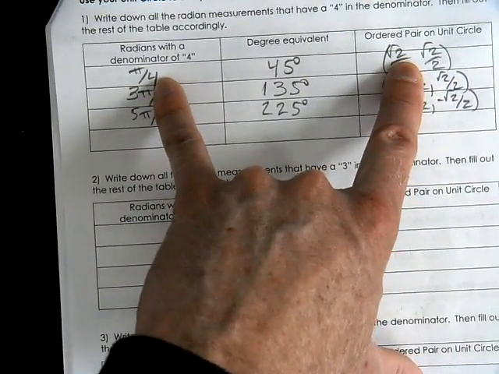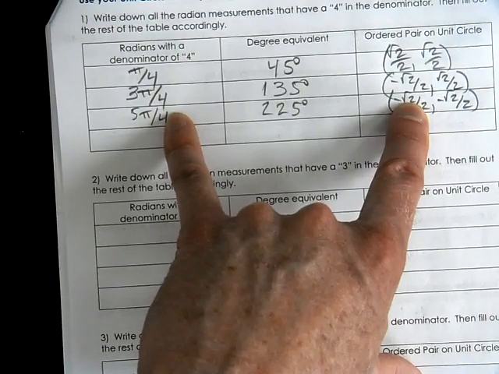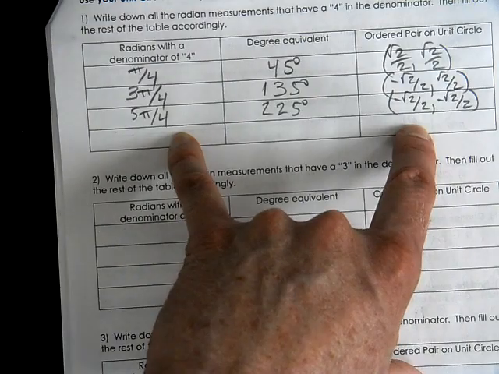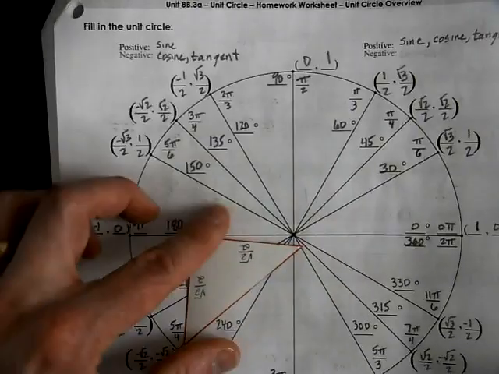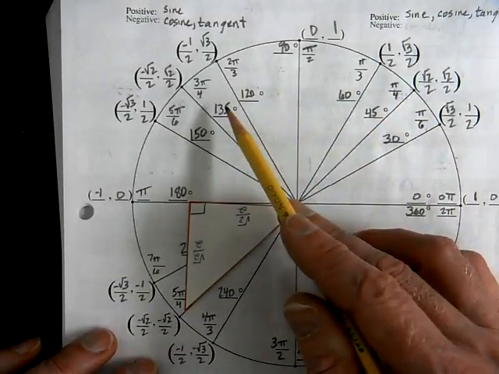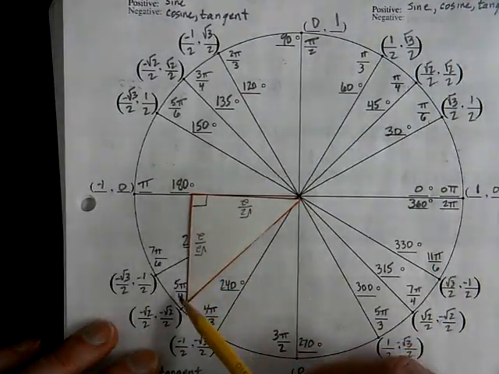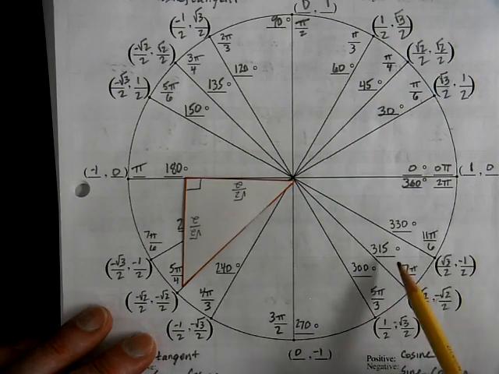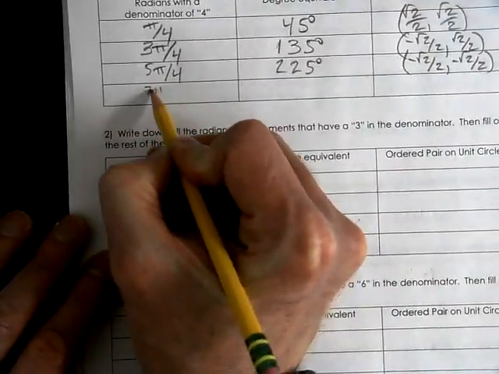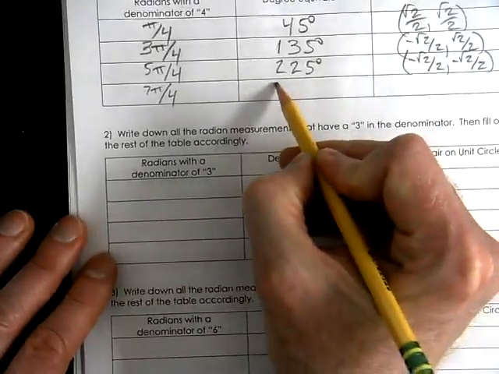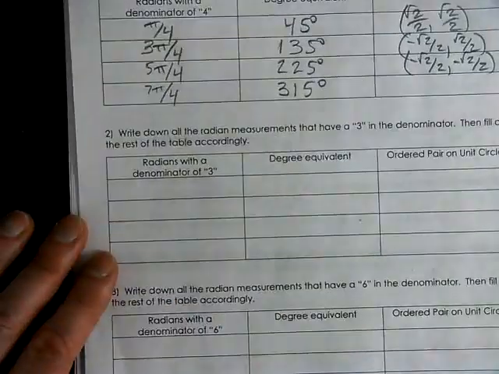This one's in the first quadrant. That's in the second quadrant. This is in the third quadrant. What's the one in the fourth quadrant? This is 1 pi over 4, 2 pi over 4, 3 pi over 4, 4 pi over 4. This is 5 pi over 4. 6 pi over 4 would be straight down. It got reduced. So now we're at 7 pi over 4. And that's 315 degrees.